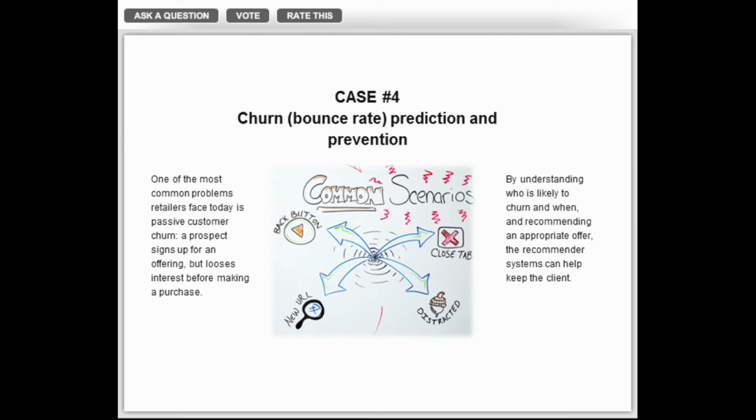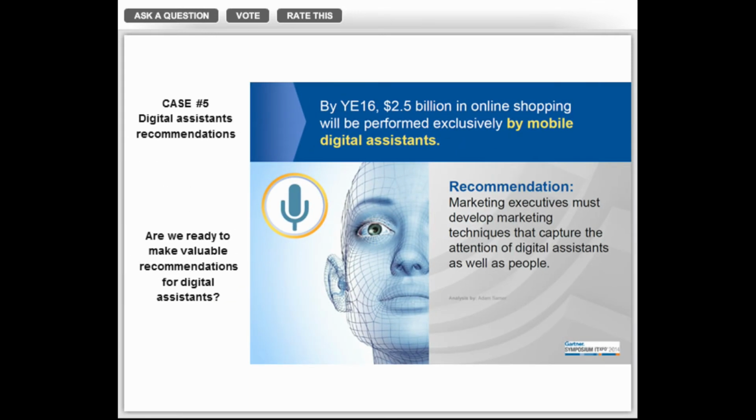Now, let's go further to the last one. And this is like a pure future. If you look to what Gartner predicts, they predict that by year end 2016, $2.5 billion in online shopping will be performed exclusively by mobile digital assistants.